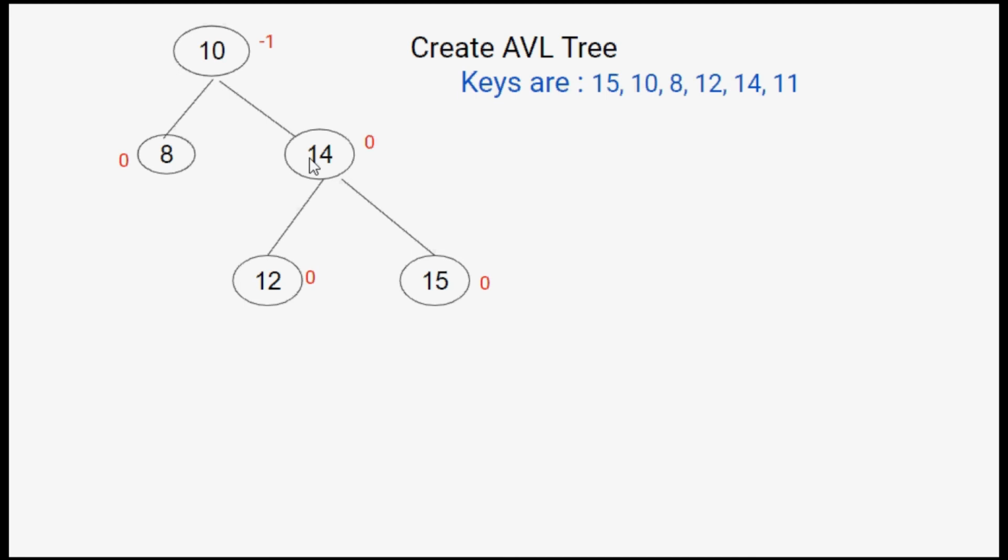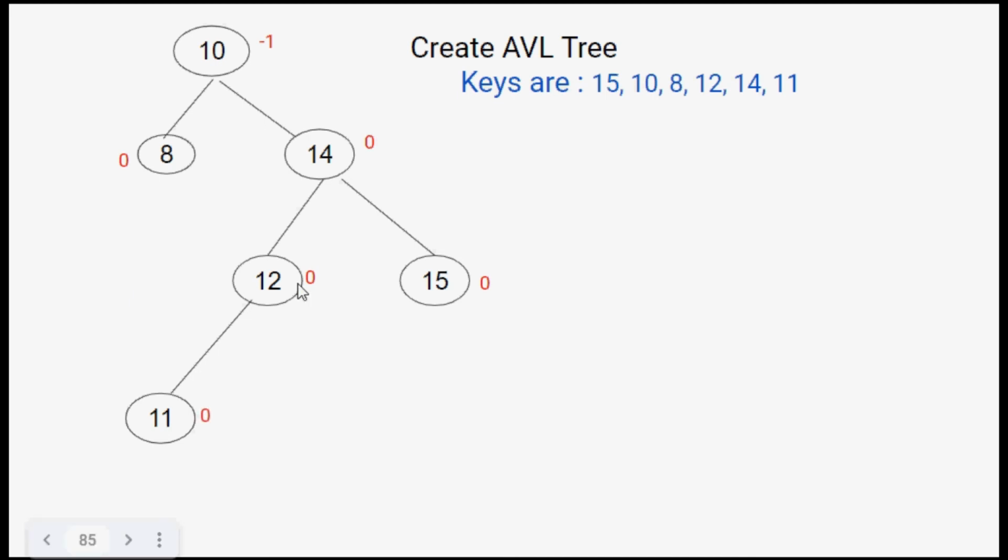Now 14 is greater than 11, so 11 should be on the left of 14. On the left-hand side we already have a node, that is 12. Now we need to compare 11 and 12. 11 is less than 12, so we place 11 as the left child of 12. Now we need to calculate the balance factor. The leaf nodes are 8, 11 and 15, so we keep the balance factor as 0, and for the remaining nodes we need to update it.